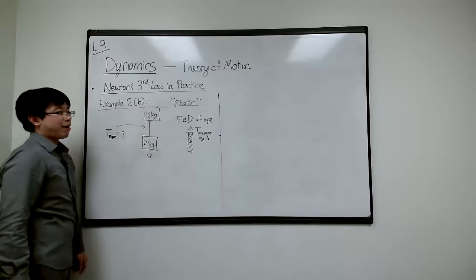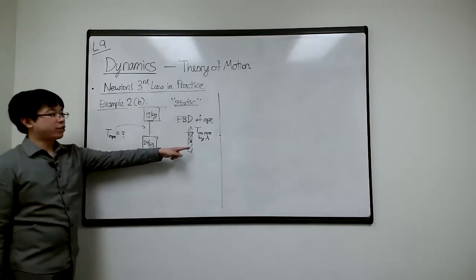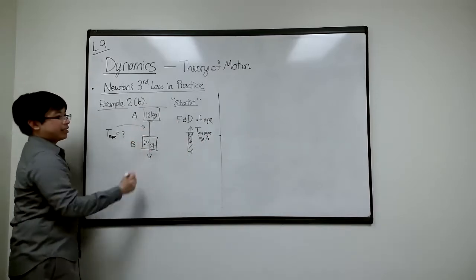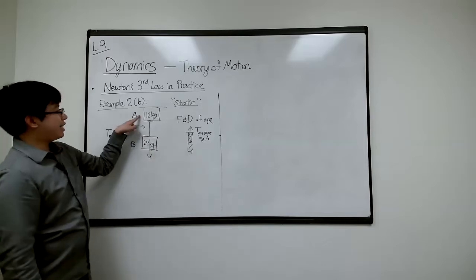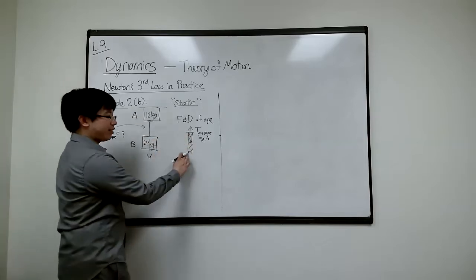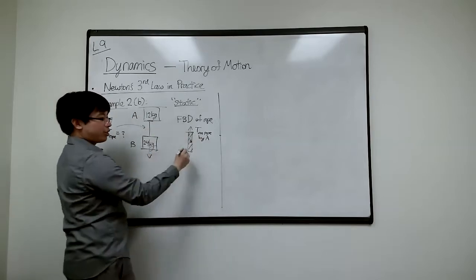What's A? If I write this in an exam, the TA would go like, what's A? Well, you need to tell me what's A, right? Because if you call this A, this B, that would be the wrong direction. So whether this is right or wrong depends on what you label things.